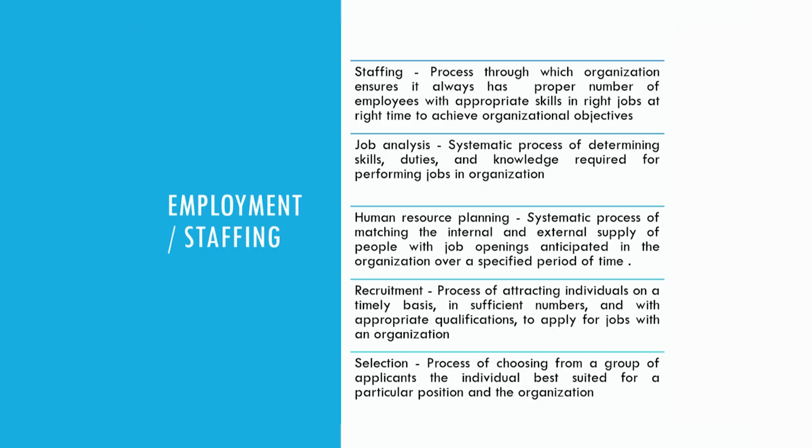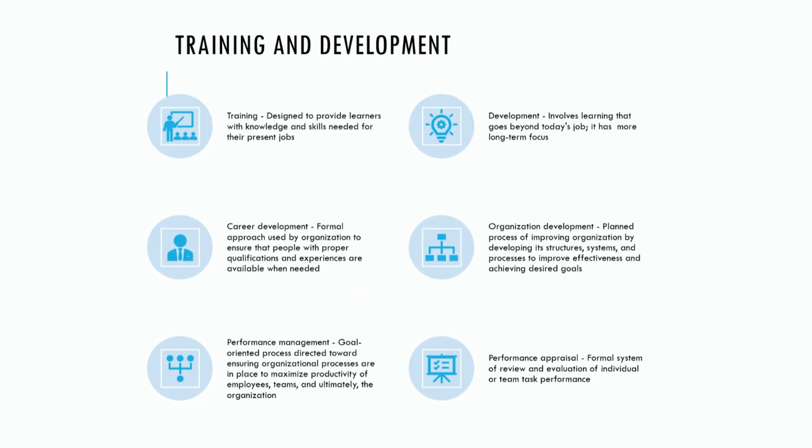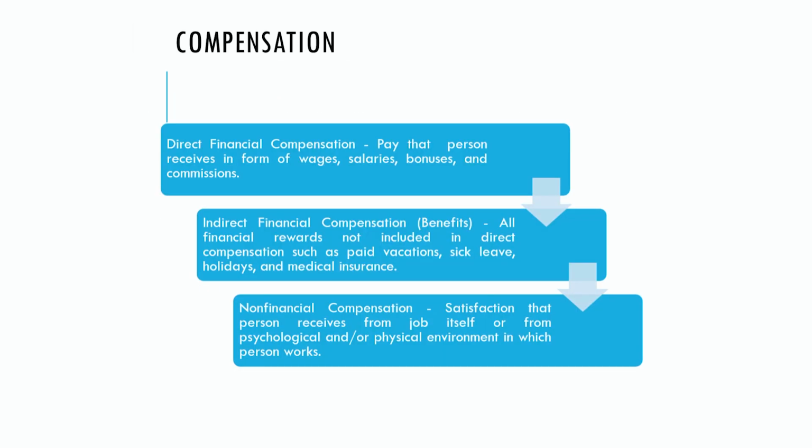So employee staffing is further divided into various areas like human resource planning, recruitment, selection, job analysis and staffing. We shall be discussing this as an independent session. Then training and development, which has career development, training, development, organizational development, performance appraisal and performance management. This also will be catered as a chapter.